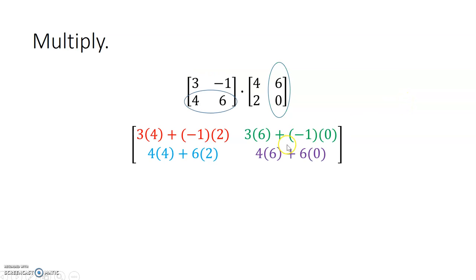My last spot is the bottom row, second row, and the second column, so I'm doing 4 times 6, and then 6 times 0. Then I can go through and do all of those little operations of simplifying. Here I have 12 minus 2, that gives me 10. 18 plus 0 just gives me 18. 16 plus 12 gives me 28, and then 24 plus 0 gives me 24.